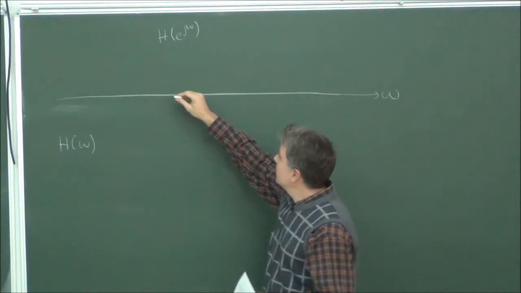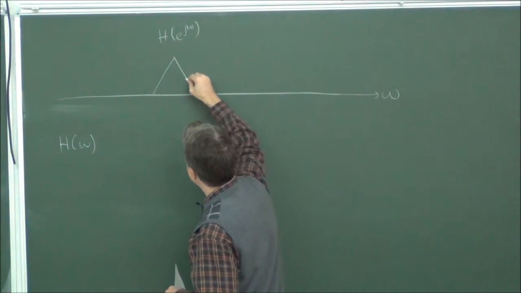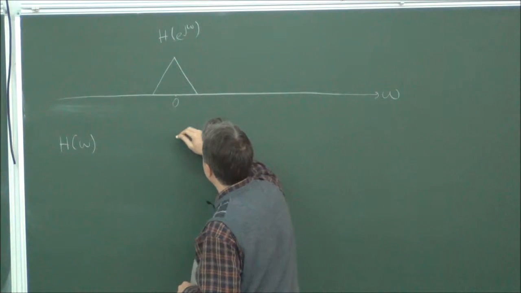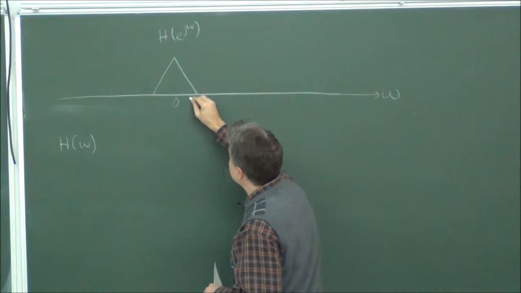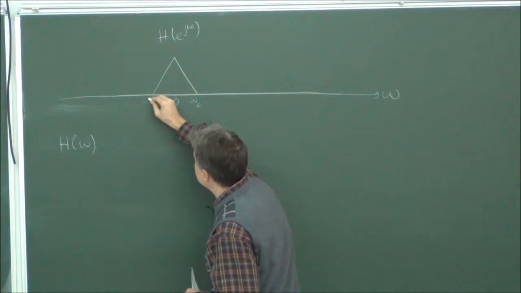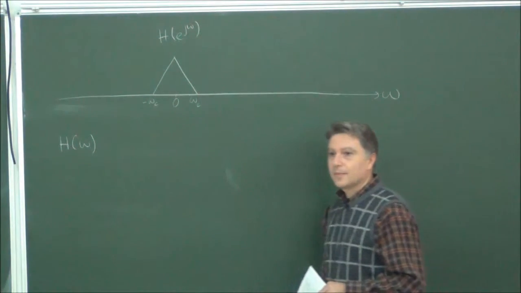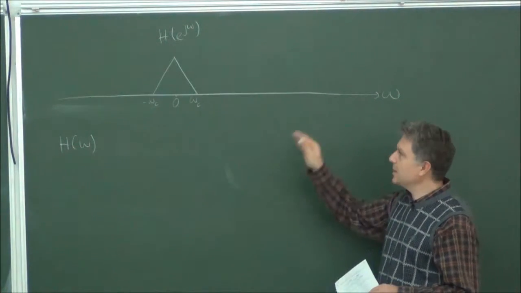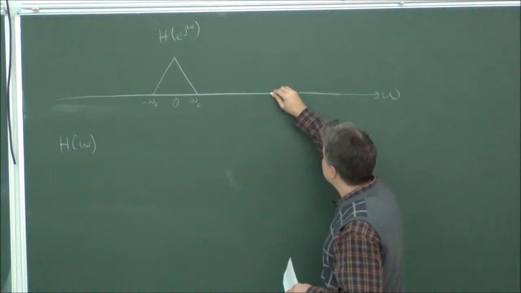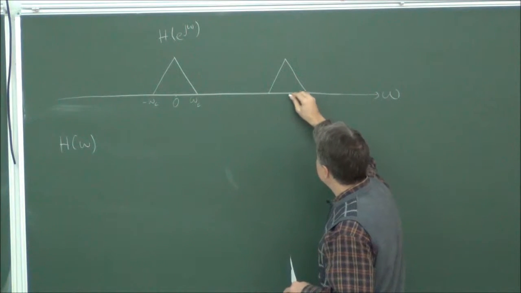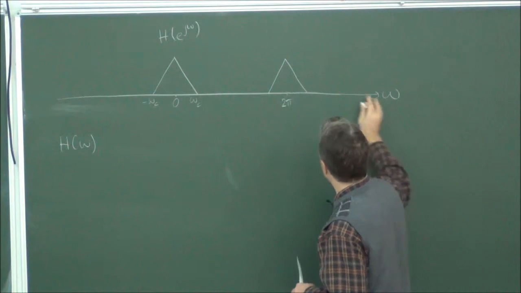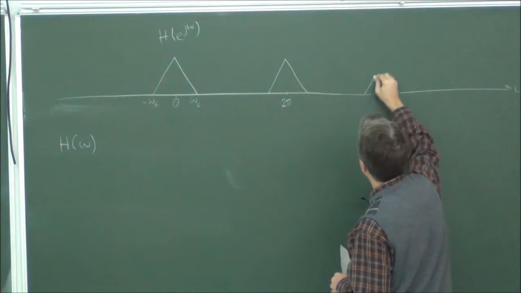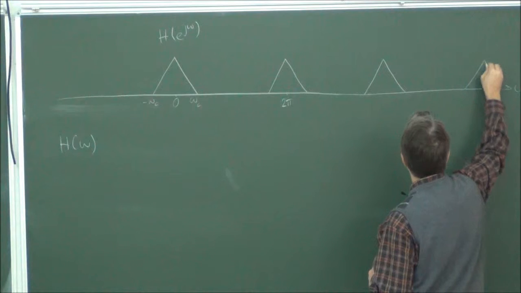For instance, it may be something like this, around 0. This is the cutoff frequency, omega c, and this is the minus of it. This looks like a low-pass filter of some sort. It's not passing high frequencies, but it is repeating itself at 2 pi and even further than that, 4 pi, 6 pi.